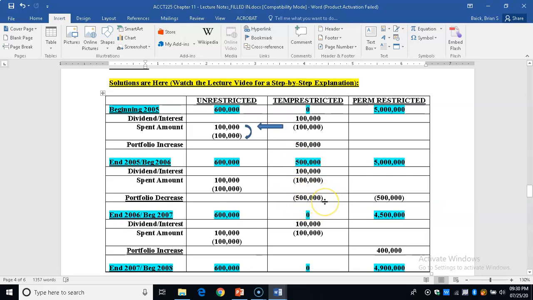But that's not enough because the portfolio lost $1 million in value. So we subtract $500,000 from here because there's nowhere else to take the money. Okay, so when the portfolio drops in value, we take $500,000 from the previous gain, and then we have no choice but to take the remaining amount from the principal itself. So then this is the final ending balances at the end of 2006.